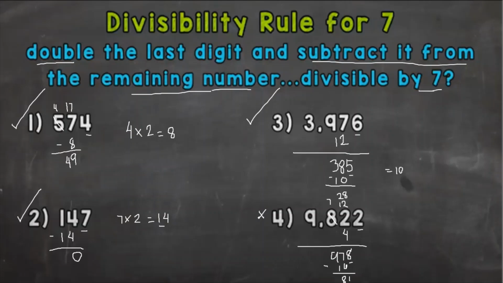So again, remember, for the divisibility rule for 7, we double the last digit and subtract it from the remaining number. And if your answer is divisible by 7, then that whole number can be divided by 7 without giving us any remainder. Okay, shall we proceed to the next one?